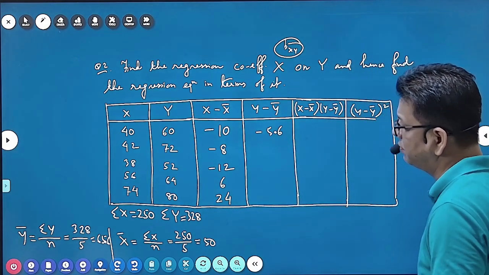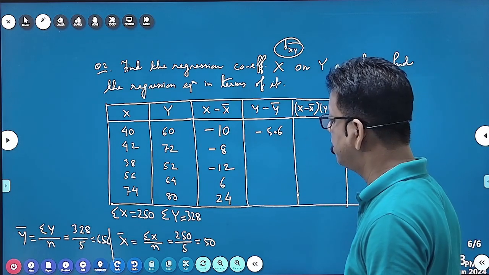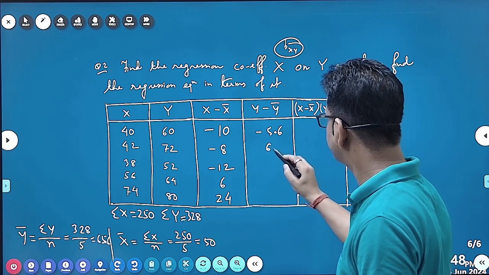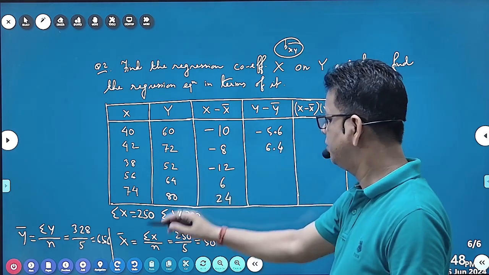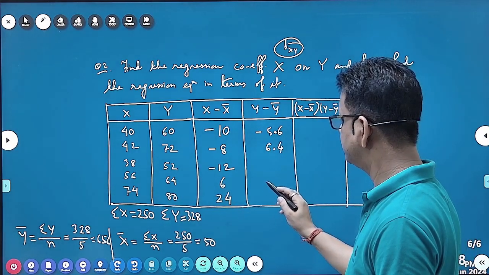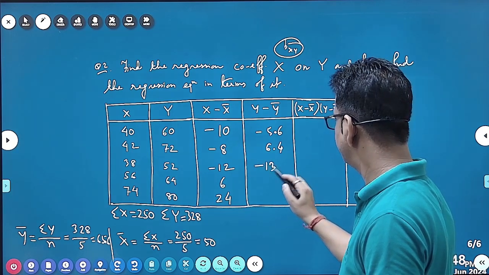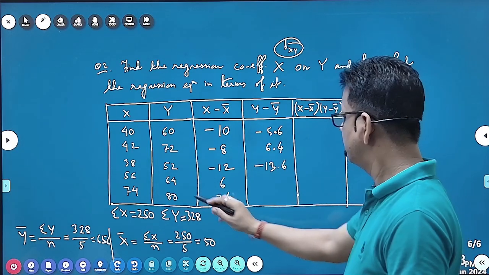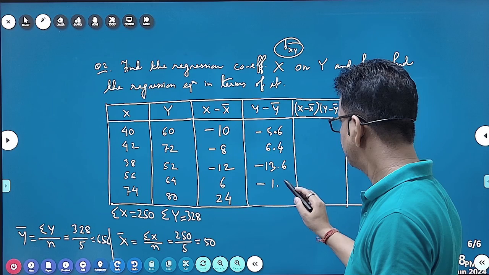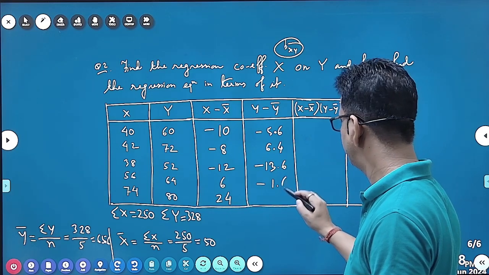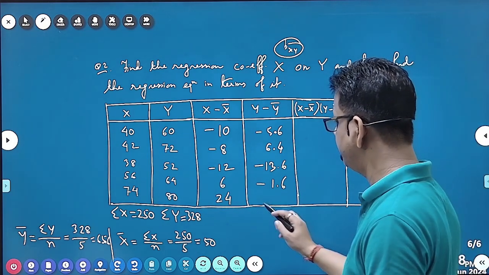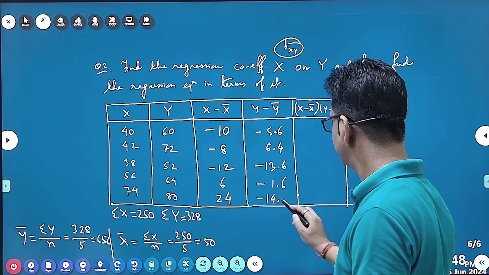72 minus 65.6 will be 6.4. 52 minus this will be minus 13.6, right? Then 64 minus this will be minus 1.6. Correct me if it is wrong. And finally, 80 minus this will be 14.4. So these are the values.